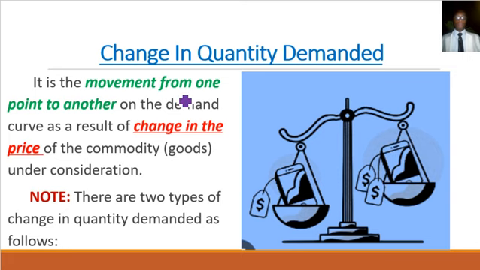Now what is change in quantity demanded? Change in quantity demanded is the movement from one point to another of the demand curve as a result of change in price of the commodity under consideration. If there's anything I want you to take home from here, it is that when we're talking about change in quantity demanded, number one, the change is taking place along the same demand curve. So the movement is happening along the same demand curve from one point to the other. And the only thing that can ever cause this to happen is change in price. So it's this change in price that leads to change in quantity demanded.